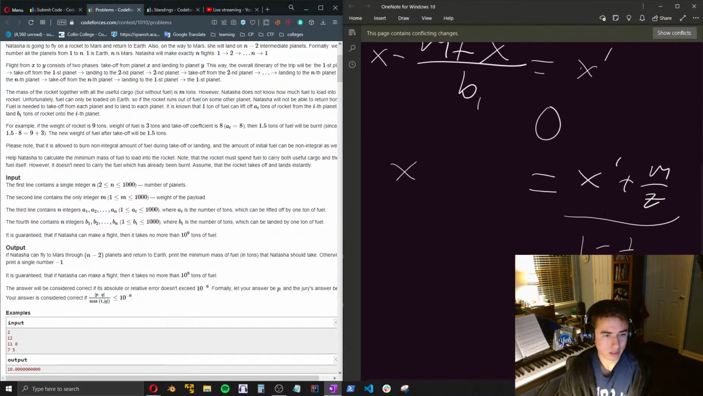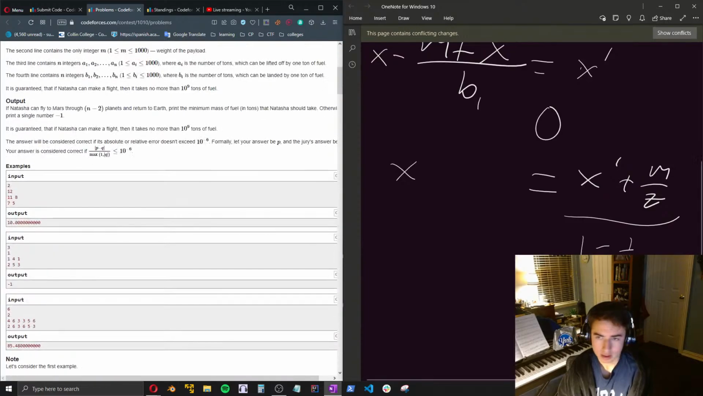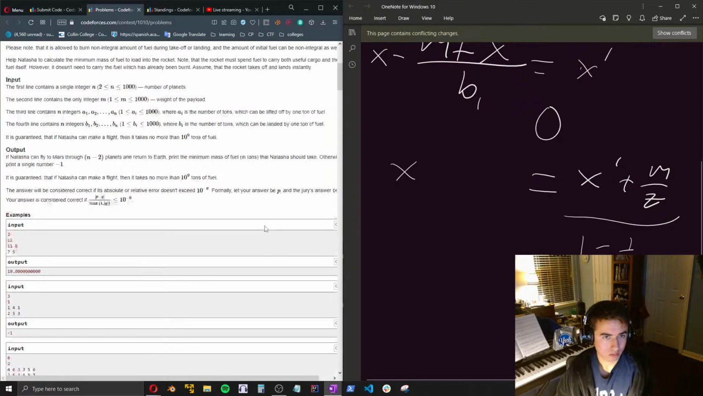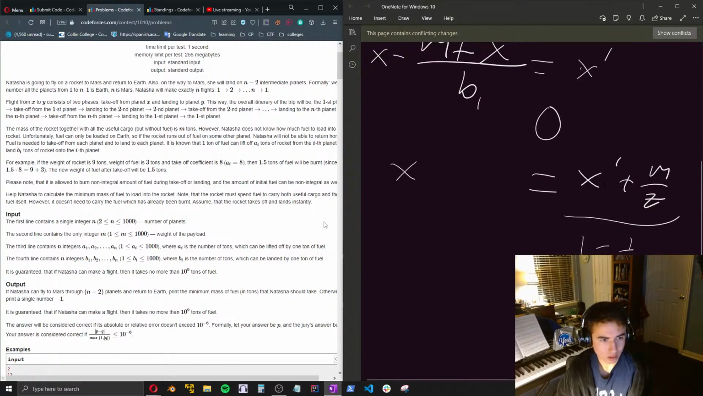But I'm still wondering, when is there not a solution? That's the only thing I'm missing. If, let's say, X is less than X prime, would that mean there's not a solution, I guess? Because it's supposed to gain fuel? I think that's probably right. For now, if X is less than X prime, there's no solution.